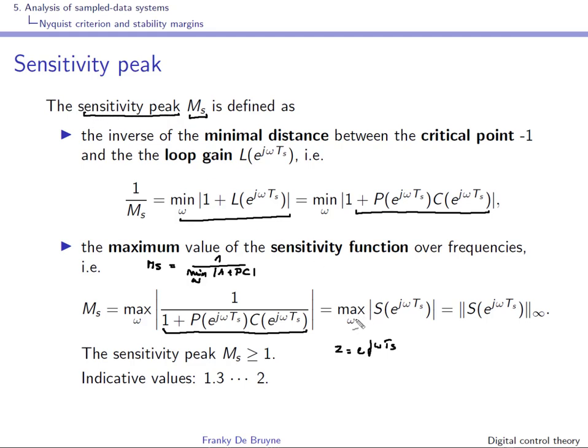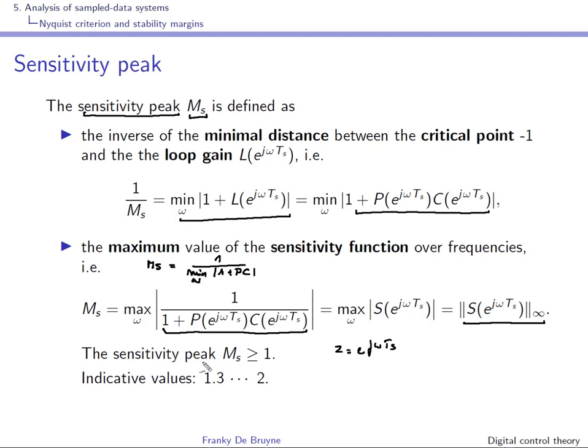Okay, well, this maximum of the modulus, and so the maximum over frequencies in the Bode diagram, the top part of the Bode diagram, is also called the infinity norm of the sensitivity function. Well, if you want to have a look at that, look at the course of linear algebra and applications. At the end of the chapter on applications, you'll see the definition of the H infinity norm.